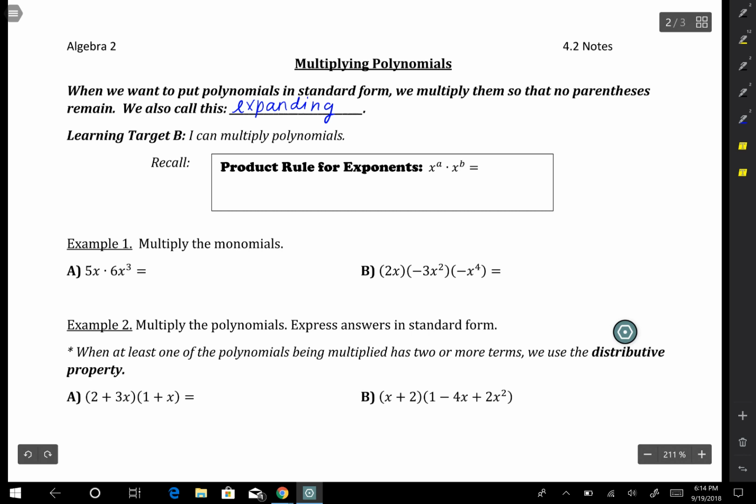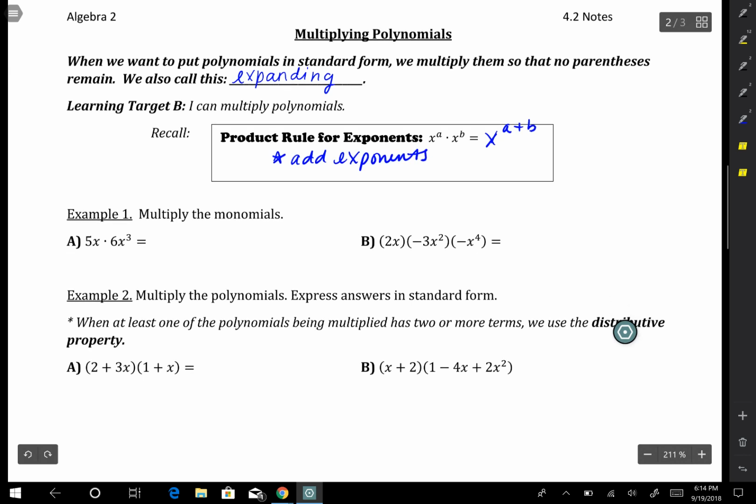One thing we need to remember when we're multiplying polynomials is the product rule for exponents. So when I take terms with the same base, for instance here, x and x, I have x to the a times x to the b. I can write that as x to the a plus b. So we add the exponents. All right, so this should be familiar. I'm going to go rather quickly.